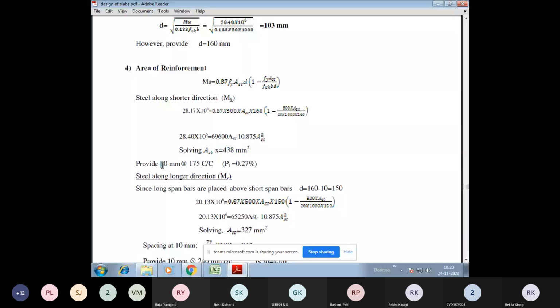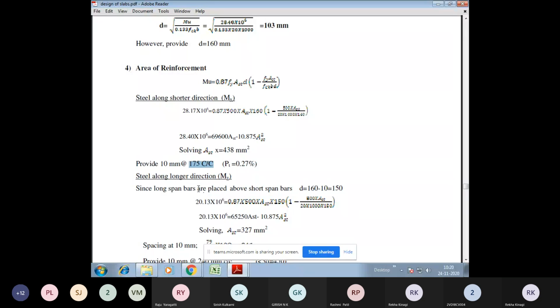bars. That is Astx divided by pi by 4 into 10 square, that is the area of 1 bar, into 1000. Why we need to multiply by 1000 is to make sure that we are designing for 1 meter width of the span, and the same reinforcement is continued for all other spans. So it is 10 mm diameter at 175 mm center to center.